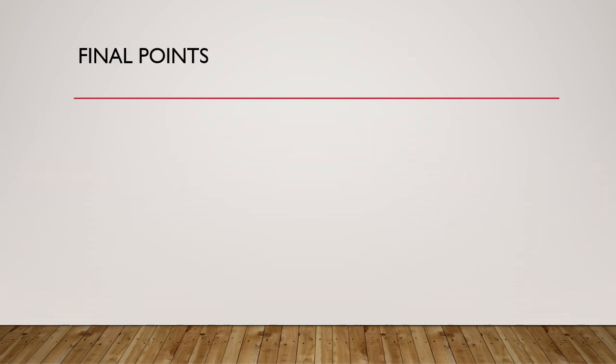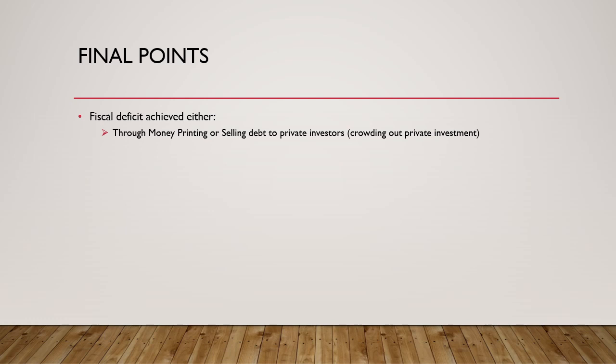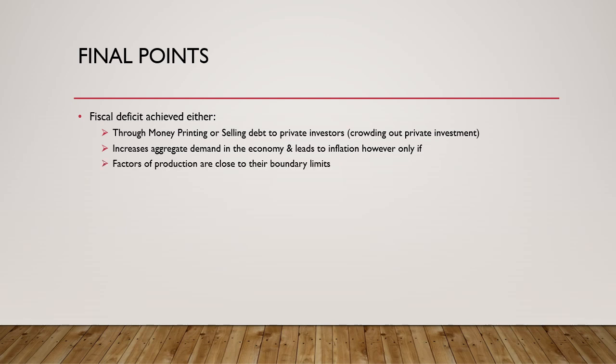So let's conclude with some final points. Fiscal deficit achieved either through money printing or selling of debt to the private investors, that is, through crowding out private investment, increases aggregate demand in the economy. However, it leads to inflation only if the factors of production are close to their boundary limits, or in other words, if the economy is producing close to its optimum level. If, however, there is a lot of slack present in the economy, then inflation is unlikely, and actually an increase in fiscal deficit, thereby increasing aggregate demand, can lead to increased growth and improvement in the economy.